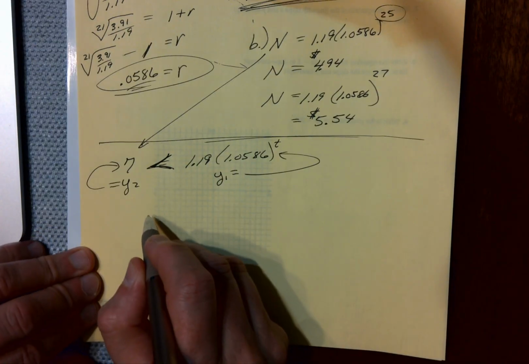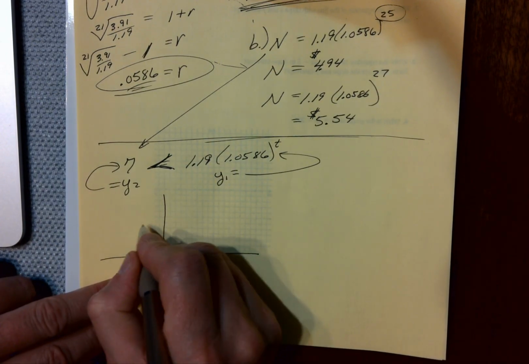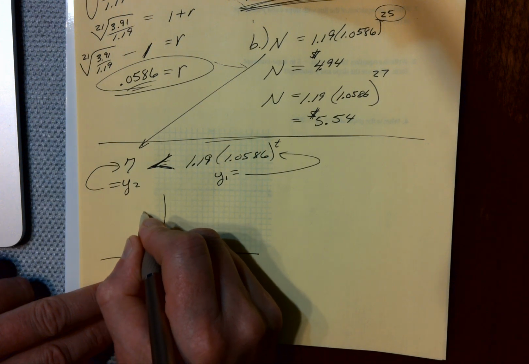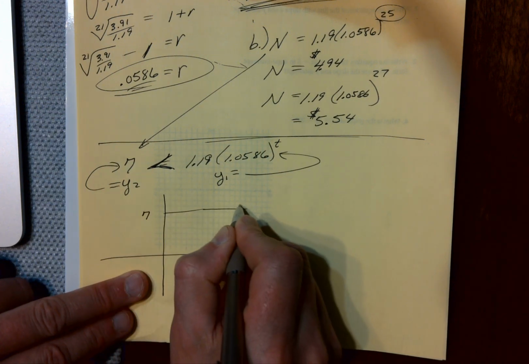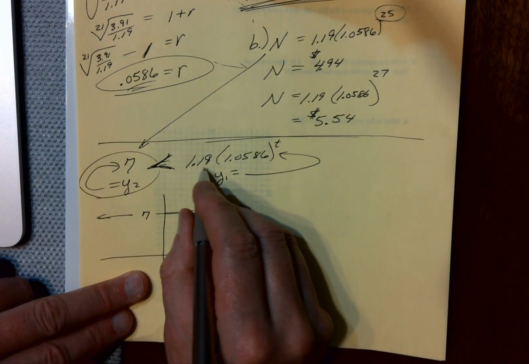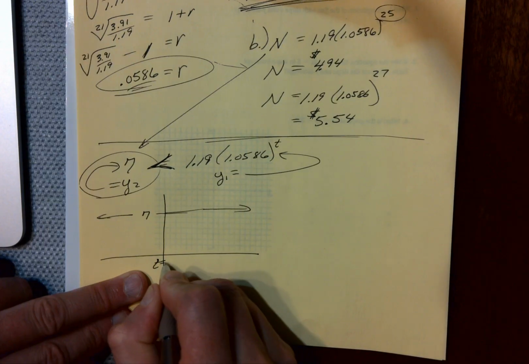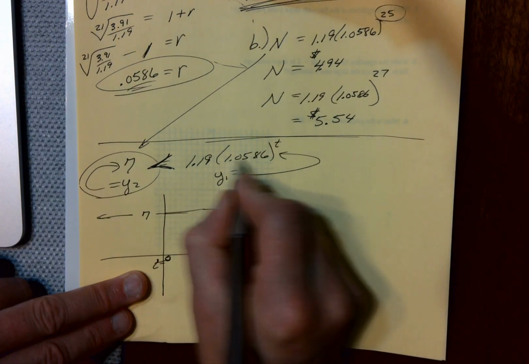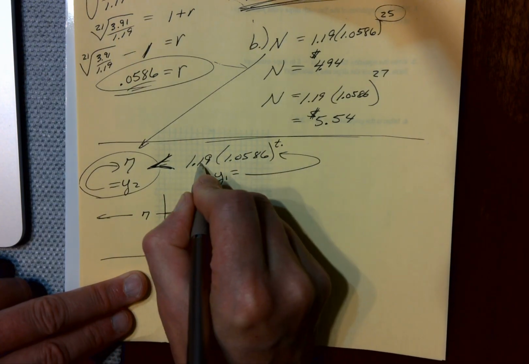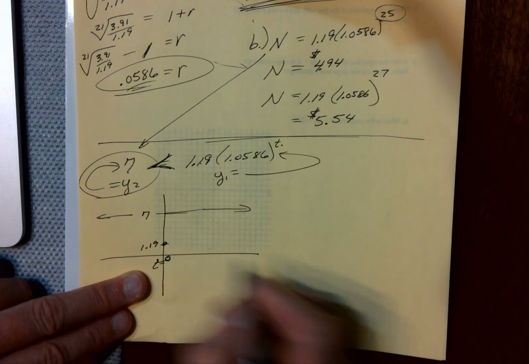I don't have my graphing calculator with me, guys, so I'm just going to show you. I would probably go something like $7. That would be this equation right here. And then this one, I know when time is 0, this to the 0 power is 1, and 1 times $1.19 is $1.19. So what I do know is we start at $1.19.